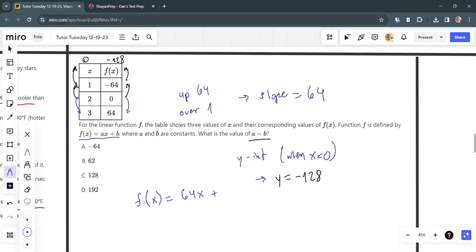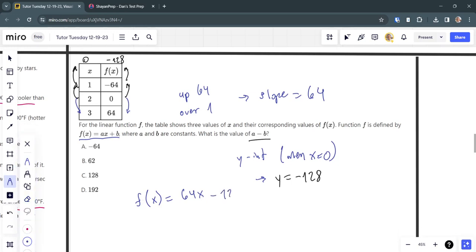That kind of forms this equation, 64x minus 128. There's your a value and your b value. So 64 minus negative 128, we have to be careful there, is going to be 192, which is D.